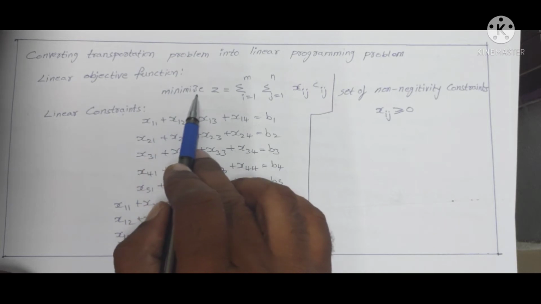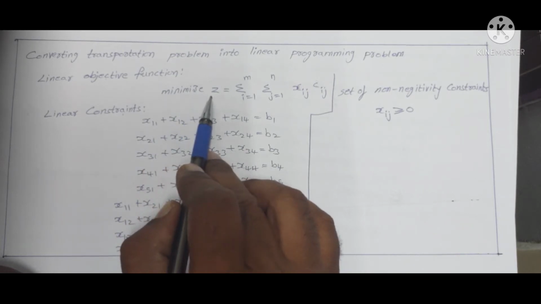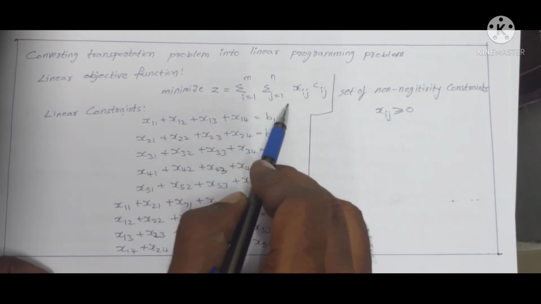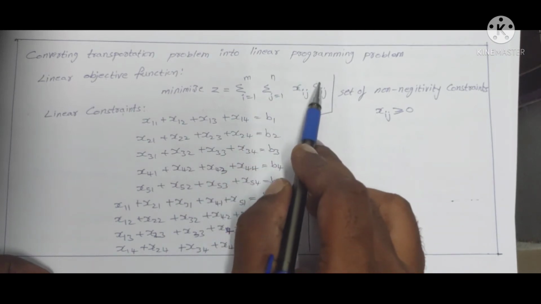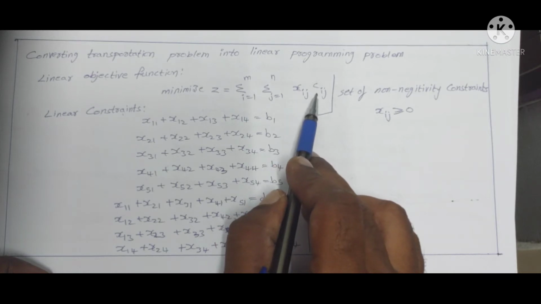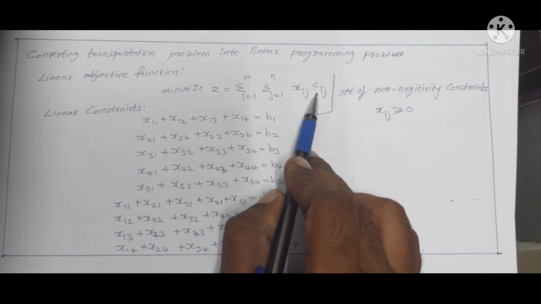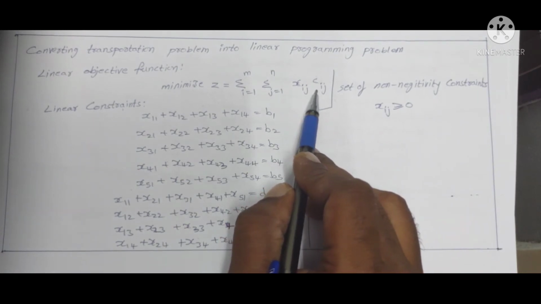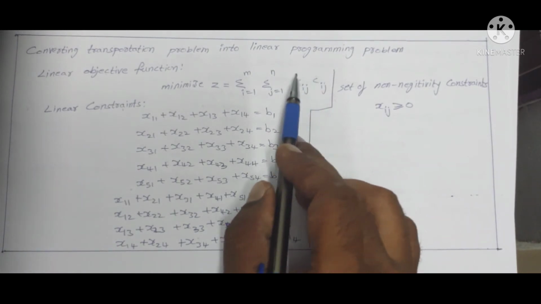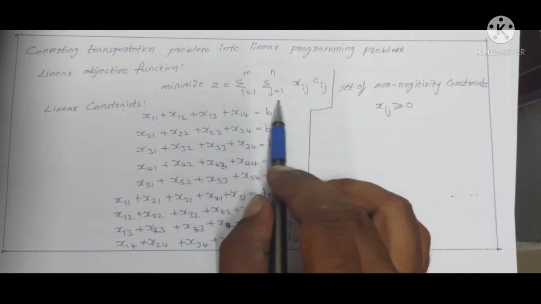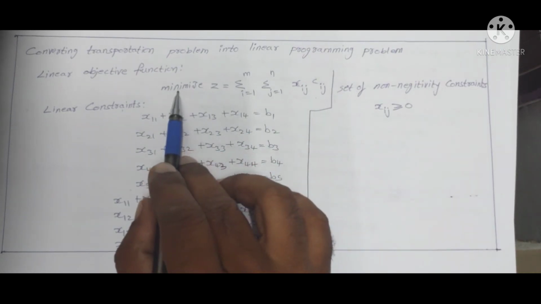So that's why it is written as minimize. The objective function should be indicated as Z equals the sum over i equals 1 to m, the sum over j equals 1 to n, of xij into cij, where x is the number of goods and c is the transportation cost for one good. Then the total cost of all goods transported from various origins to various destinations is the total cost. That total cost should be the minimized value. So that is written in the form of an equation here. This objective function should be in a minimized condition.